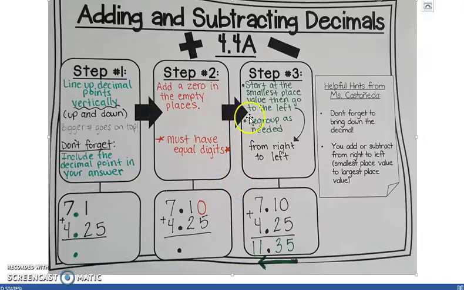And of course, let's go back to our step number 3. The second bullet is very, very important. You have to regroup as needed. And here's some helpful hints from Ms. Castañeda. She says, don't forget to bring down the decimal, which if you follow step number 1, that means you already brought down the decimal into your answer. And you add or subtract from right to left. In other words, you subtract the smallest place value to the largest place value. So if you follow these 3 simple steps, you will be on your way to efficiently adding and subtracting decimals.